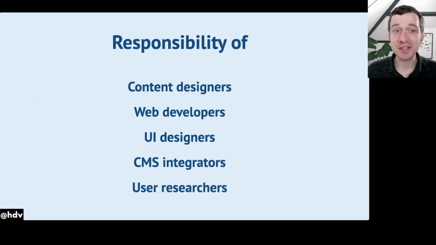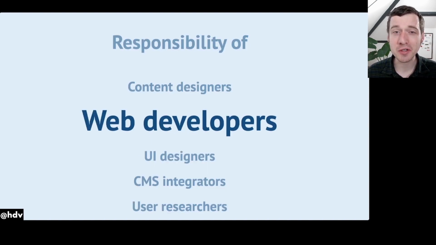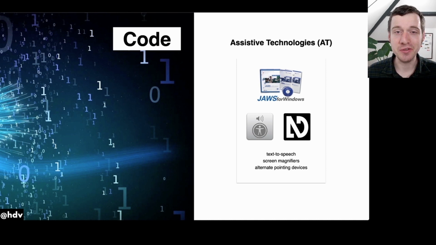All of this accessibility is the responsibility of everyone on the team, and that includes content people, UX people, CMS integrators, user researchers, but also web developers, and that's what my focus will be today. I'll be talking about what we can do as developers to make the web more accessible, and that includes things like improving our code to work with assistive technologies.